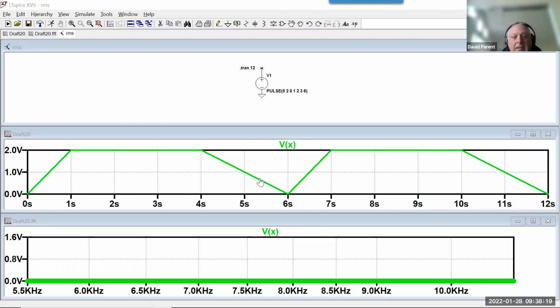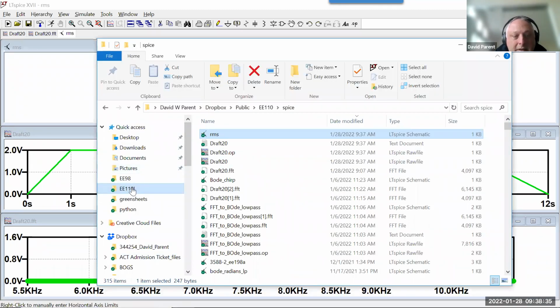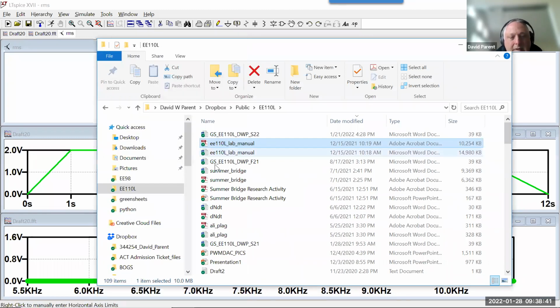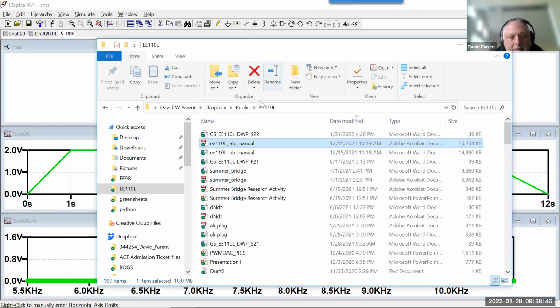Okay, so I just put the link to that file in the chat. You should be able to direct download it to your own computer, and you'll be learning how to use LT Spice in lab. However, there's nothing like getting ahead of the game. This is the manual, which tells you how to download LT Spice and things like that.